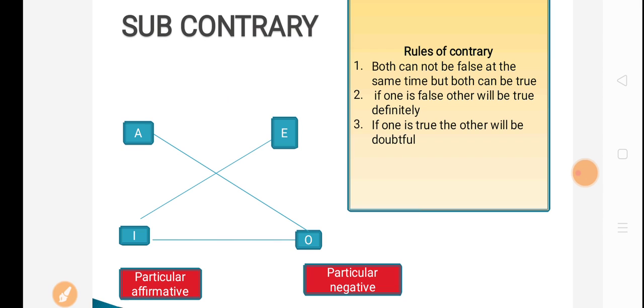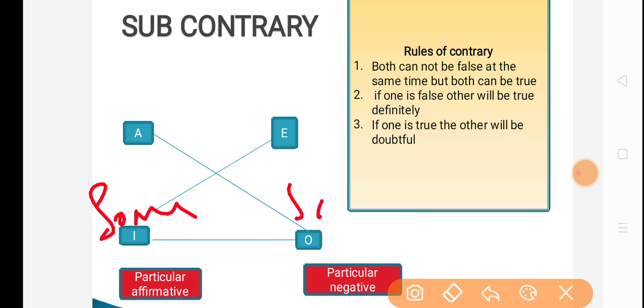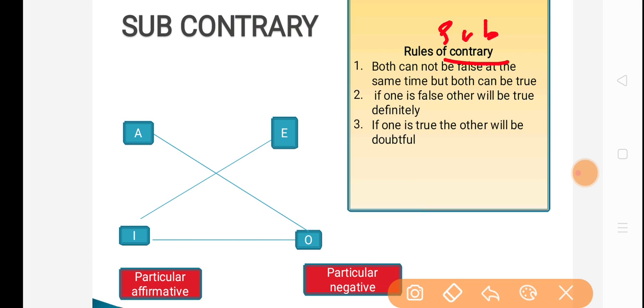Okay, so it establishes the relation between I and O, that is, particular affirmative and particular negative. This is some and this is some not. Okay, you want to remember all those things. Then we are going toward the rules here. It's subcontrary, not contrary. Okay, then we are moving toward that.